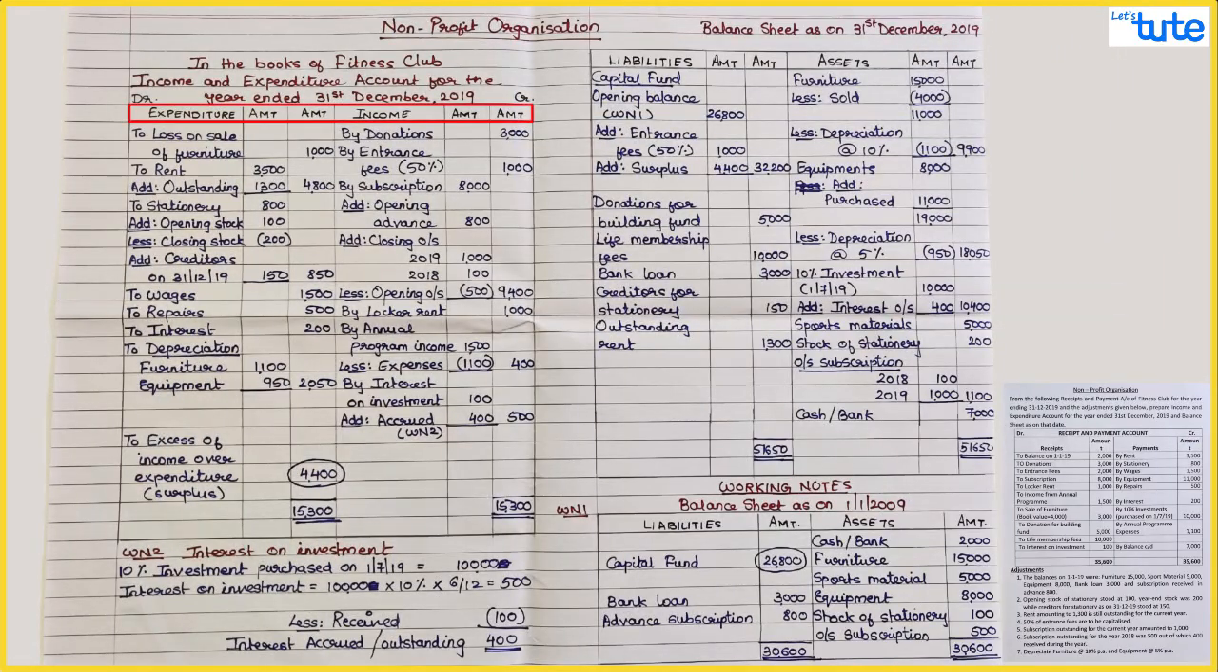Please make the formats properly with proper headings, as income and expenditure account prepared for the year ended and balance sheet is on particular date. But do not waste much time in just preparation of format. It has to be quick and neat.